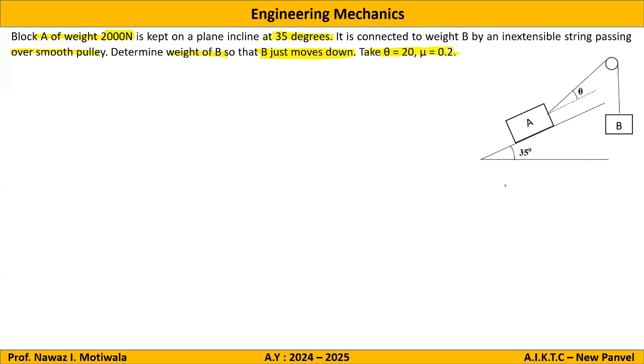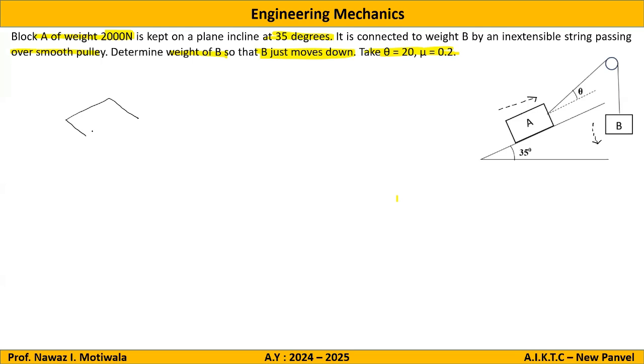So as we normally do, first I will decide the direction of motion for both the blocks. So as it is given to us in the question that block B will be moving downwards, I will make the direction of motion of B downward. And because B is moving downward and it is connected by a cable to block A, motion will be impending towards up the plane. So these are the directions of motion for block A and block B. Now, starting with the free body diagram of block A.